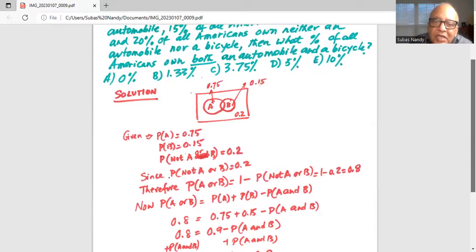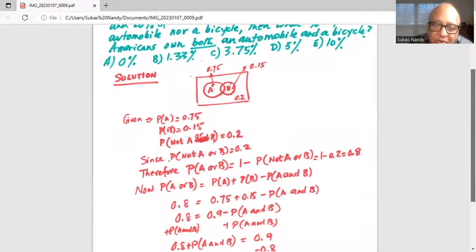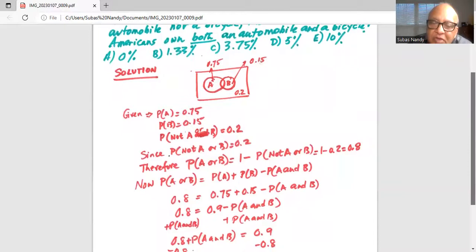Okay, so we know probability of A or B is equal to probability of A plus probability of B minus the probability of A and B, the probability of the area where they intersect. Okay, so we know probability of A or B is 0.8. We know probability of A is 0.75, probability of B is 0.15. We just do not know what is the probability of A and B, where they intersect, which is common to both the A circle and the B circle.